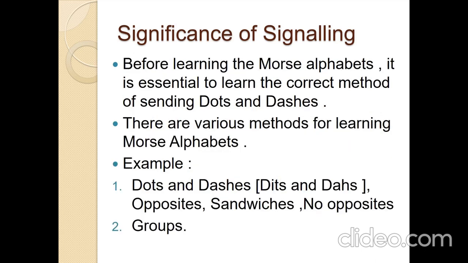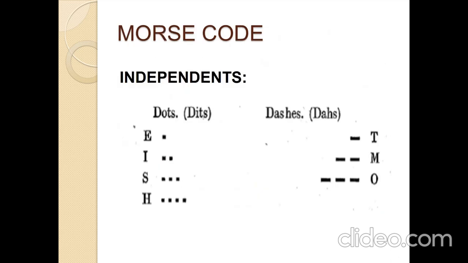Before learning the Morse alphabet, it is essential to learn the correct method of sending dots and dashes. There are various methods for learning Morse alphabets. Here, in example, I have given 2 methods. The first one is dots and dashes, that is by using did and da, and opposites, sandwiches, no opposites. The second example is by groups. Now let us see the first method.